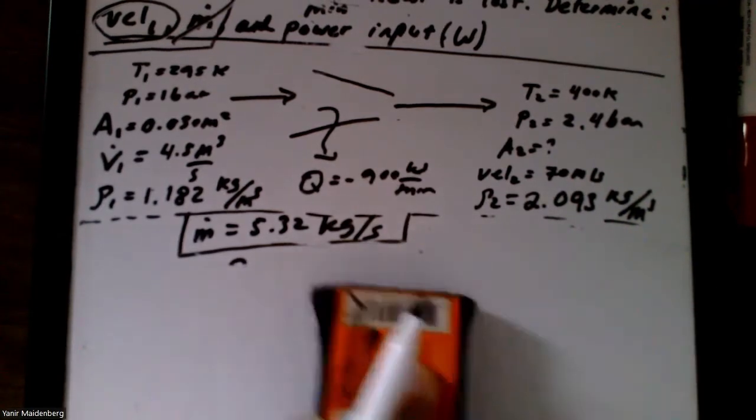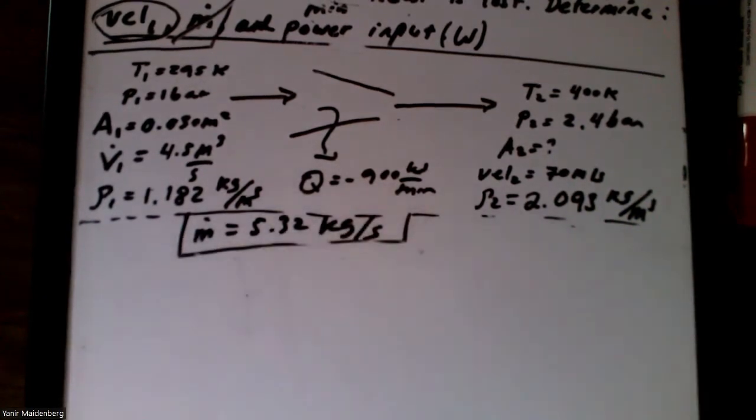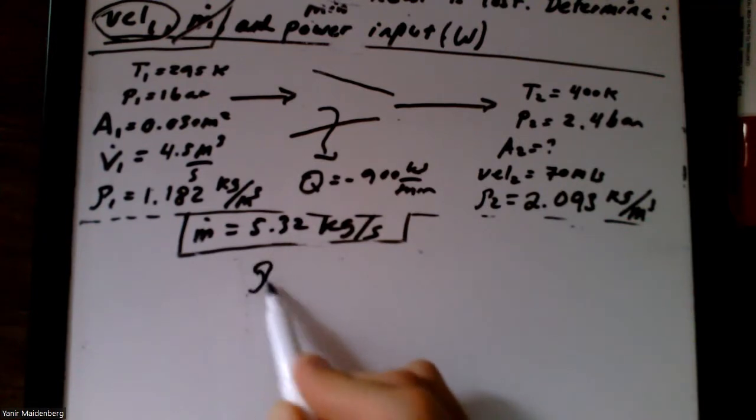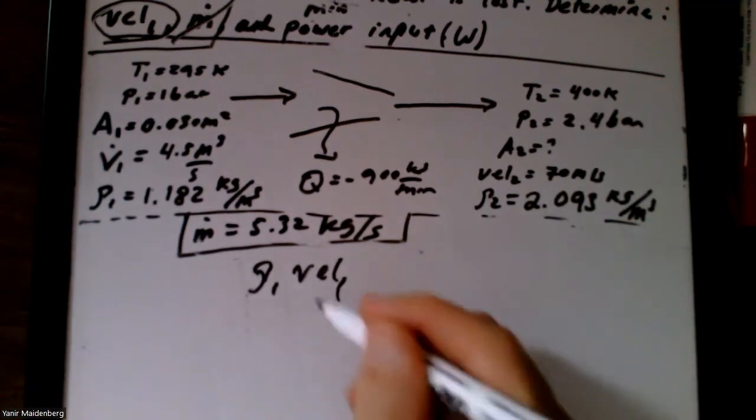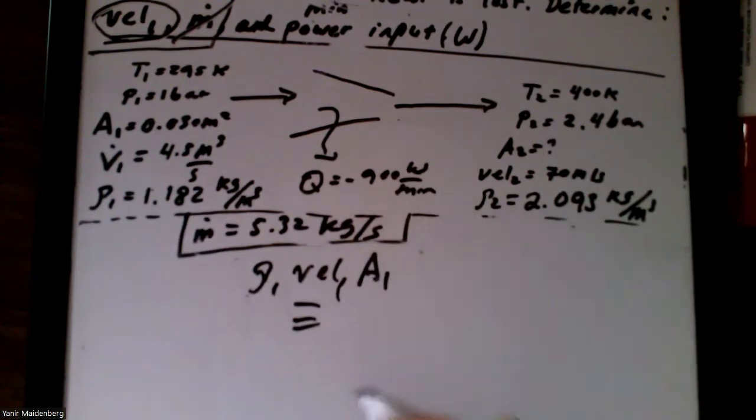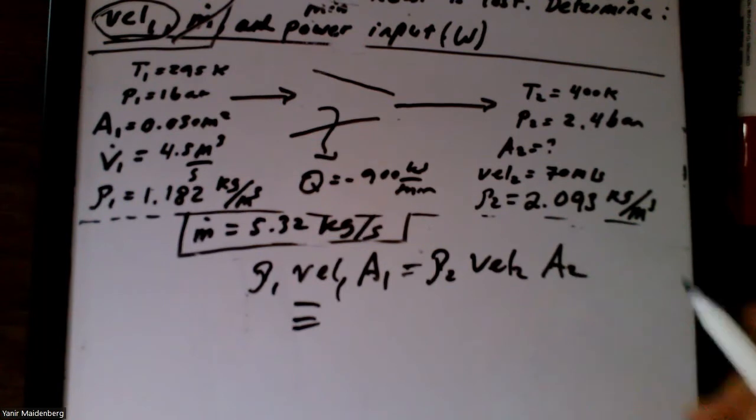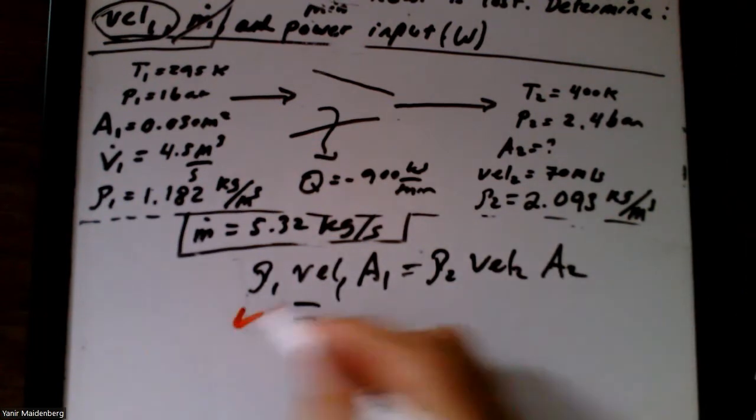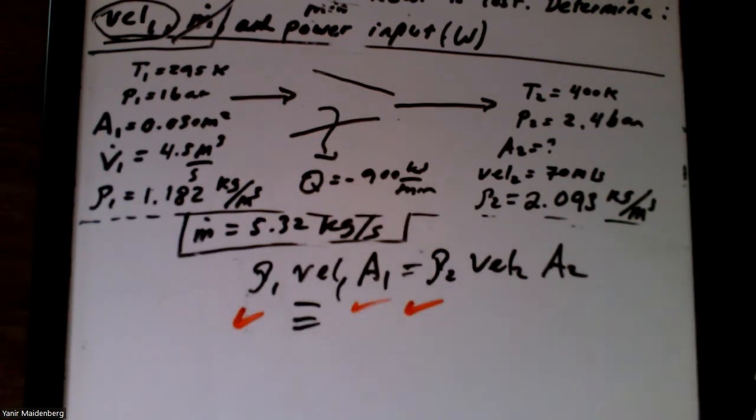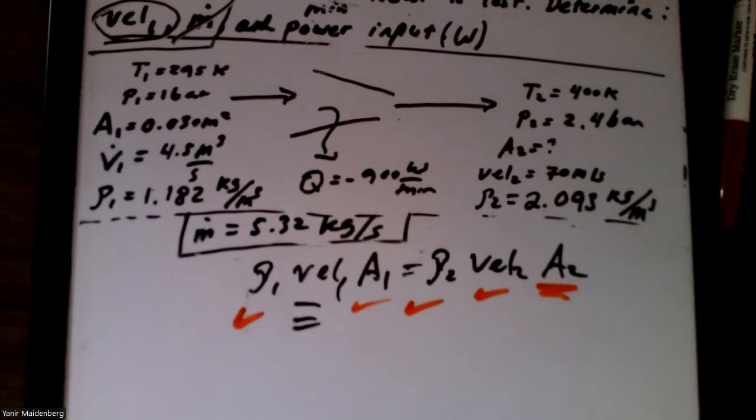Great. So again, let's just show what we have and what we don't have. For the continuity equation, rho 1, vel 1, A1, rho 2, vel 2, A2. So now we have both densities. We have the initial area. We have the final velocity. We don't yet have A2, and we can't just assume the area stays the same. It very much does not. So we have to calculate area 2. Well, how will we do that?